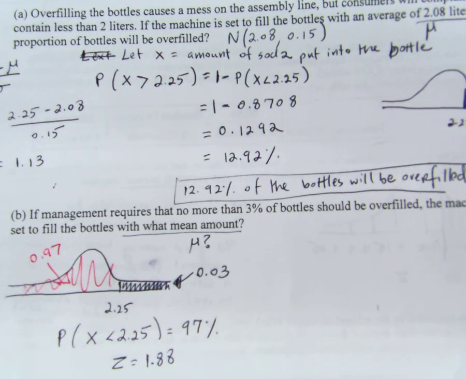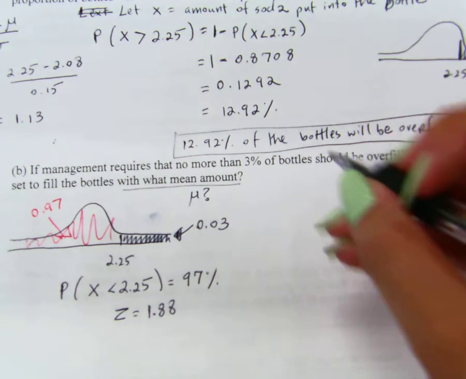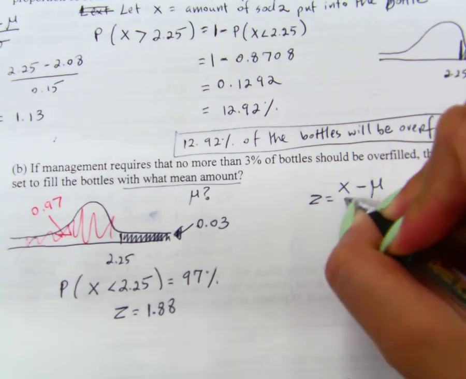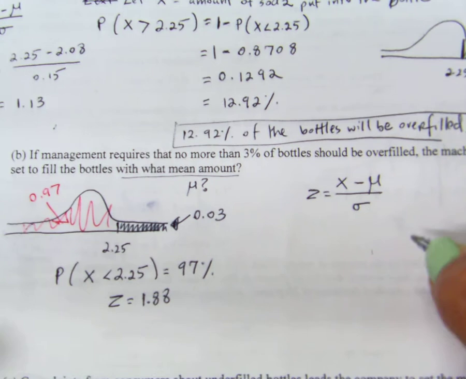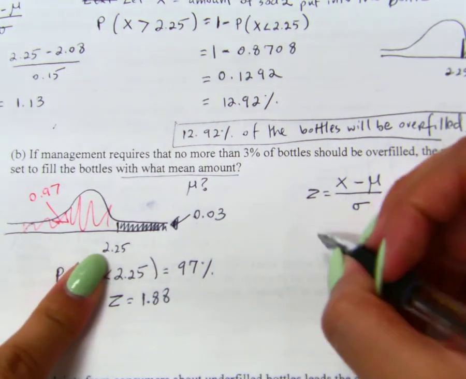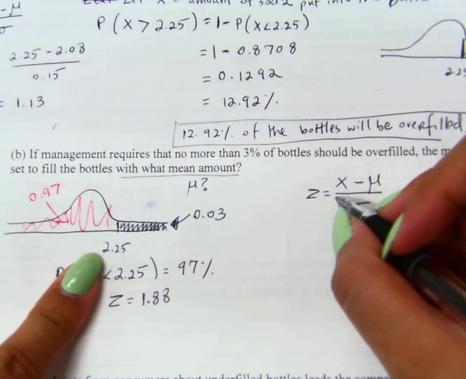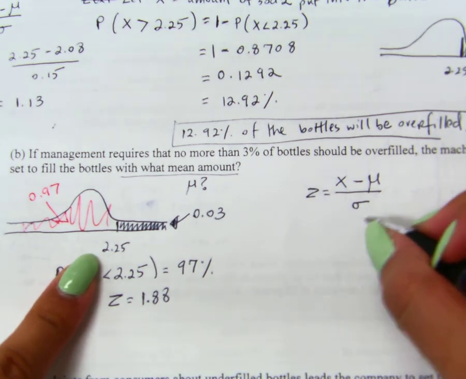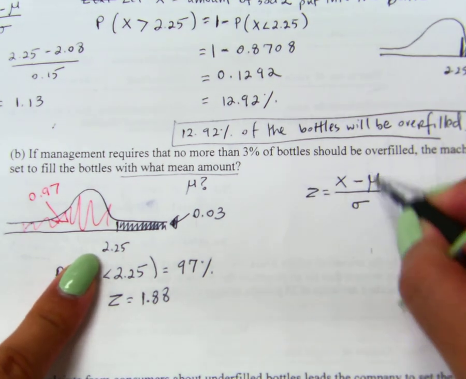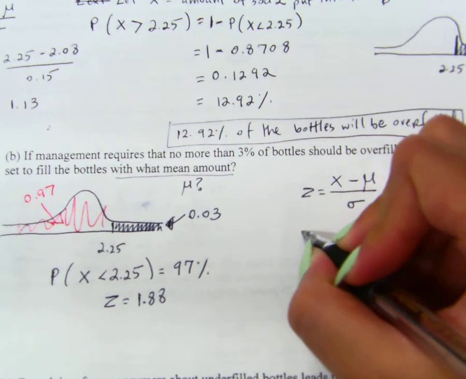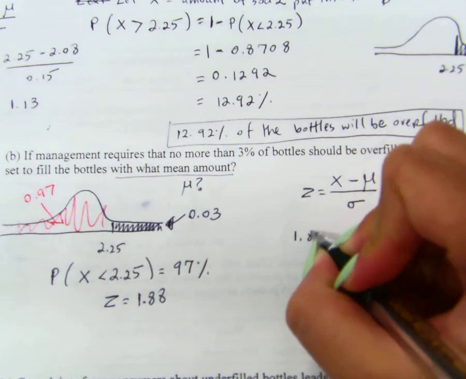Okay, now what I'm going to do, I'm going to think about my formula. So Z is equal to our observation minus mu over the standard deviation. Our observation is 2.25 because that's how much you can have before it starts to go over. And then we're looking for the mean. We have the standard deviation, and we just found the Z-score. So now this is just an algebra problem. I'm going to go ahead and substitute everything in.